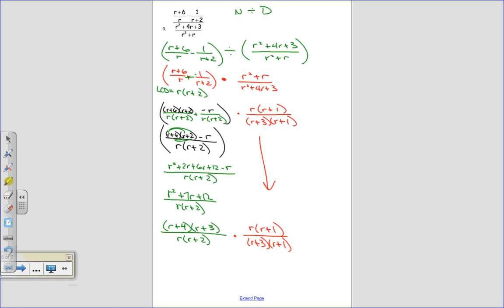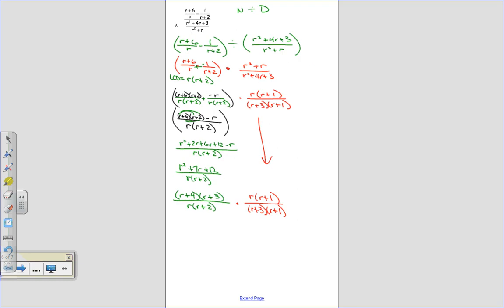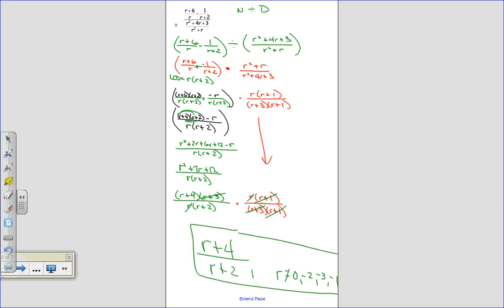Now, what happens? Do I do restrictions first, or do I cross cancel? Restriction. So r cannot be what? 0, negative 2, negative 3, negative 1. Do I have an r plus 4? Do I have an r plus 3? Do I have an r? Yes. Do I have an r plus 1? Yes. So what's my answer? R plus 4 over r plus 2, comma. There's my restrictions.